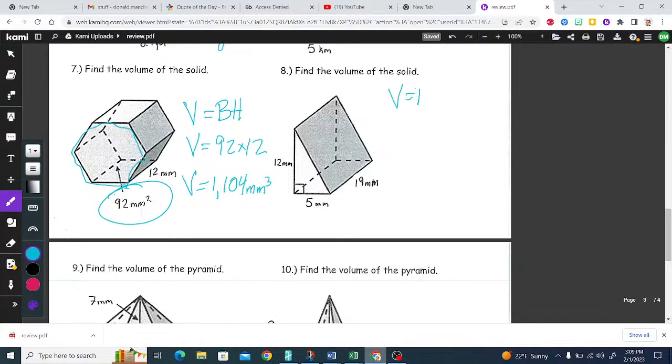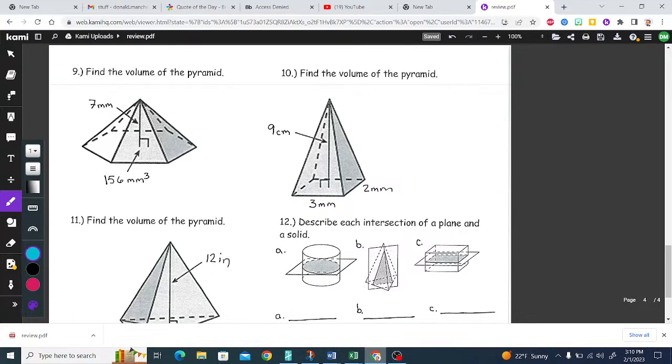Find the volume of this solid. Again, volume equals area of the base times the height. So the base is 1/2, because it's a triangle, times 5 times 12, which gives you 30. And so then the volume is 30 times 19. And 30 times 19 is 570. And that's millimeters cubed.